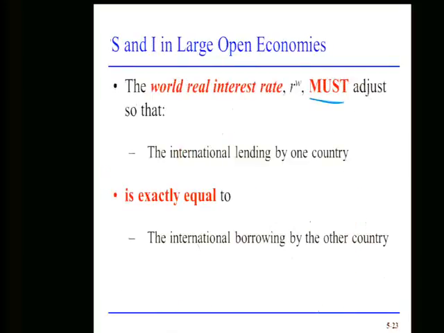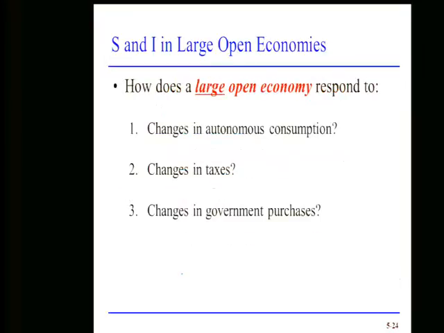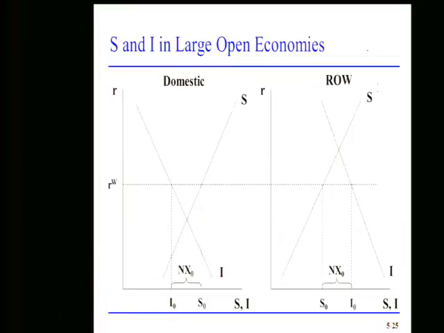Okay, so again, the real-world interest rate must adjust to find that spot where international lending by the surplus countries is exactly equal to international borrowing by the deficit countries. Now again, let's think about the shocks that we've been talking about. So what would happen in this case if there's a decline in government purchases? Right? That's the example we've been working with.